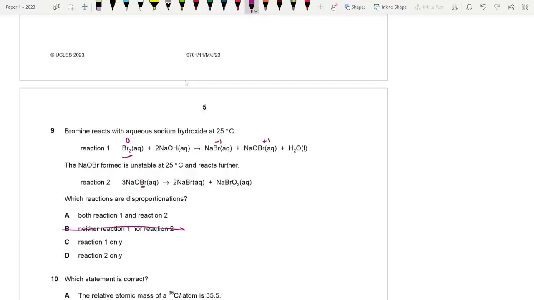Next. Check this out. Here, sodium is +1, oxygen is -2, so bromine is +1. Bromine is -1 here, and check this. Oxygen is -6, Na is +1, bromine is +5. So bromine changed from +1 to -1 as well as +1 to +5. So yes, both of them are disproportionation reactions.